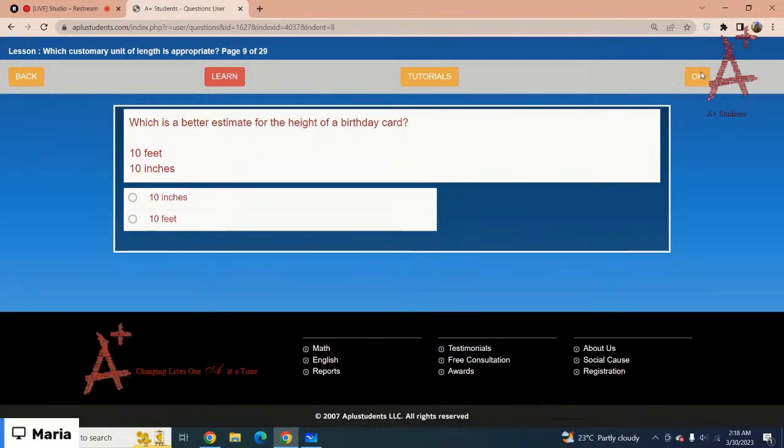Okay, which is a better estimate for the height of a birthday card? 10 feet or 10 inches? Yes, the birthday card must be in inches. Got it? Feet is a very big unit. So the height of the birthday card is 10 inches. Got it?